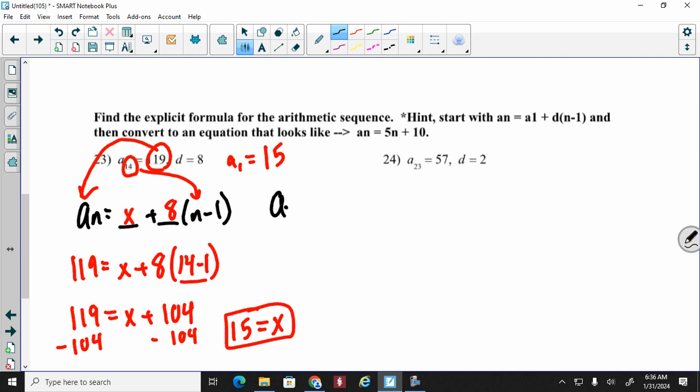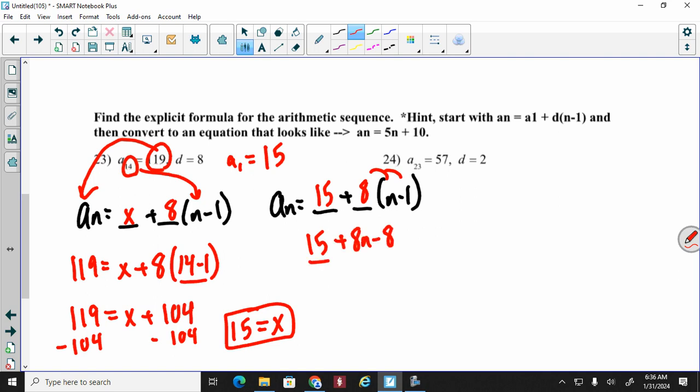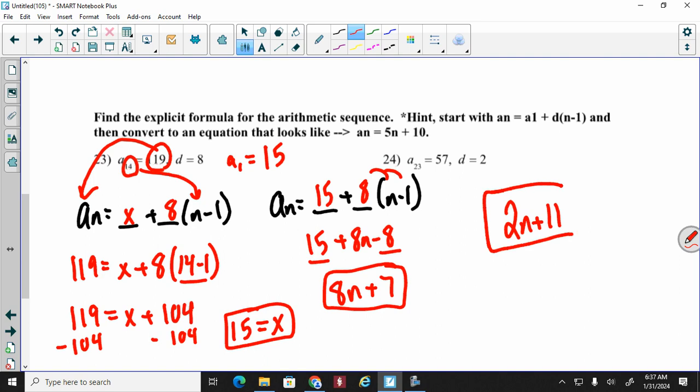So now, when I do this formula one more time to get my final answer, my first term is 15 and my common difference is 8. Distribute, and that gives me 15 plus 8n minus 8. Combine the first, combine the last. My final answer is 8n plus 7. The next one, after doing all that, is going to give you 2n plus 11. There you go.